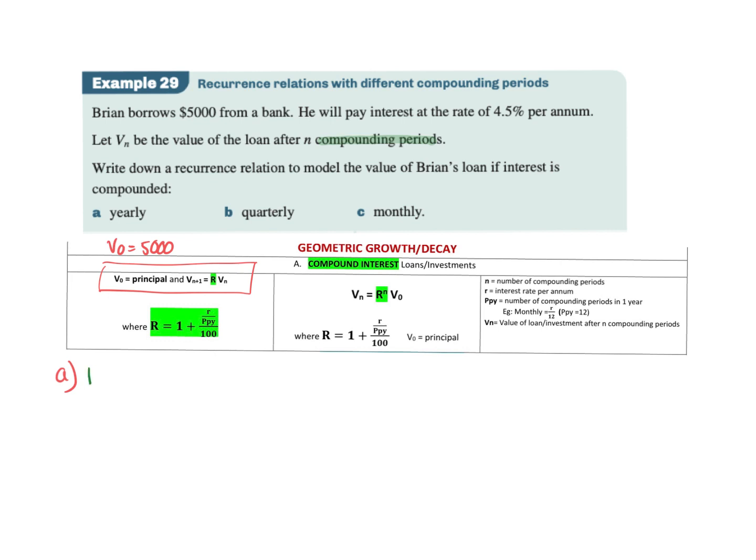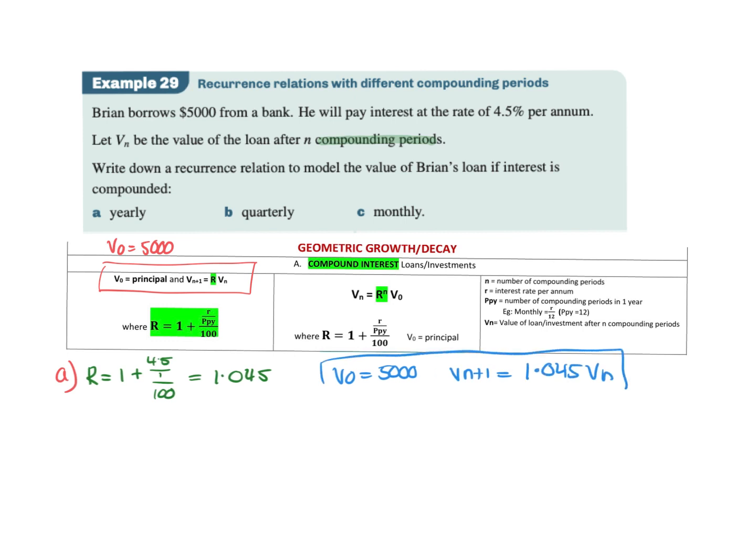So for the first one, R would be 1 plus the rate, which is 4.5. Now, if it's yearly, it'd be over 1 over 100. So we're going to see an R value of 1.045. So when I go to write out the recurrence formula, remember you have to write V0, and then you write how you get the next term, and then you put your R, which I've just calculated, times Vn. So there's your recurrence formula for that first scenario of yearly.